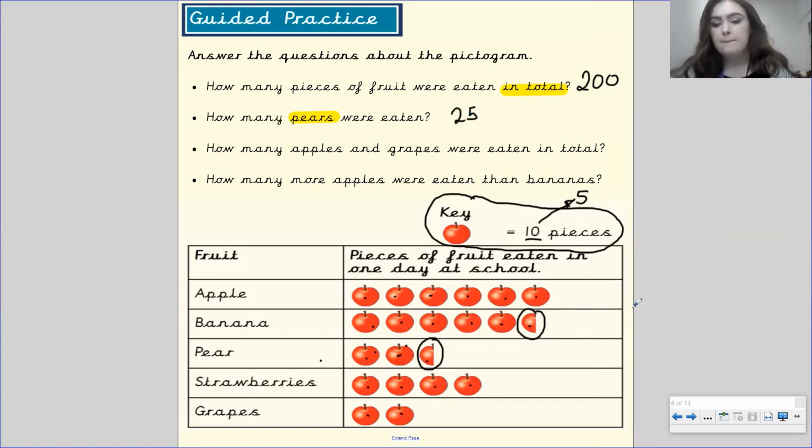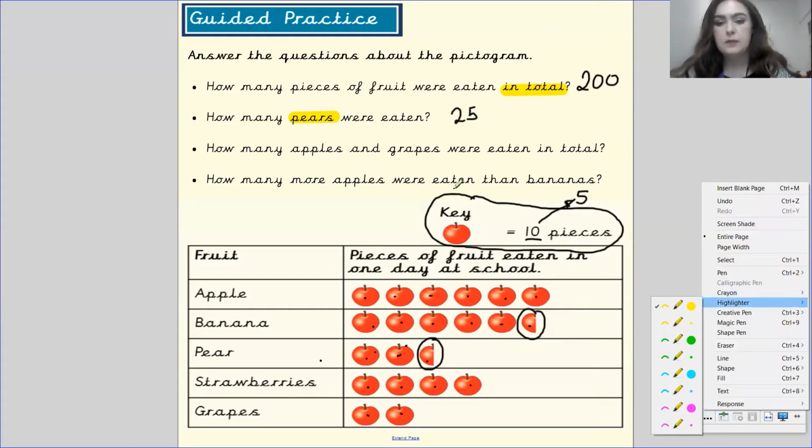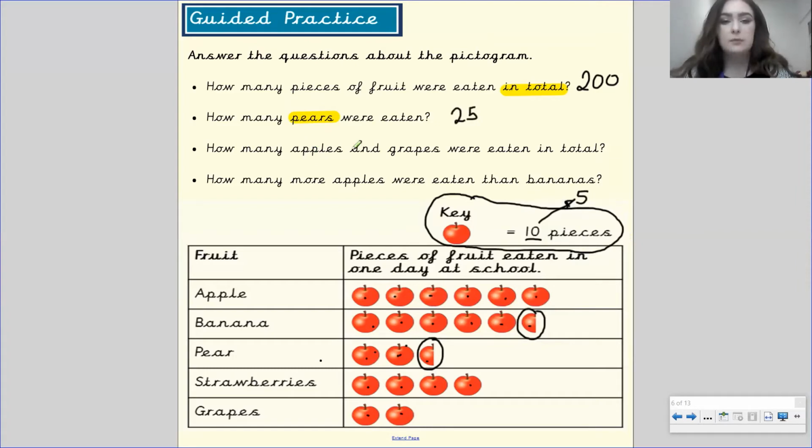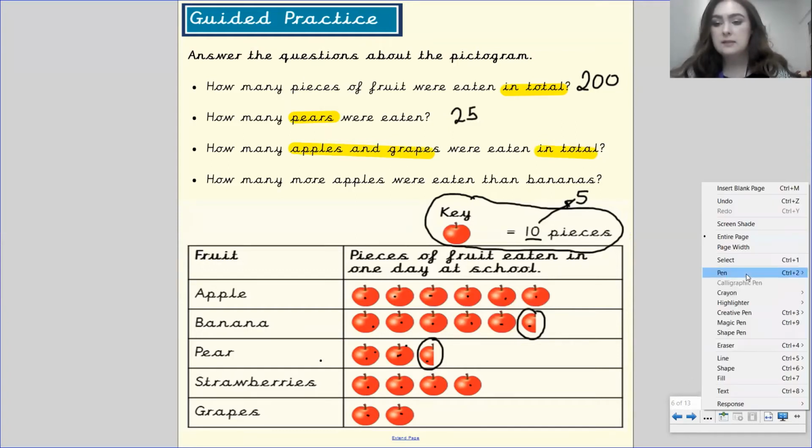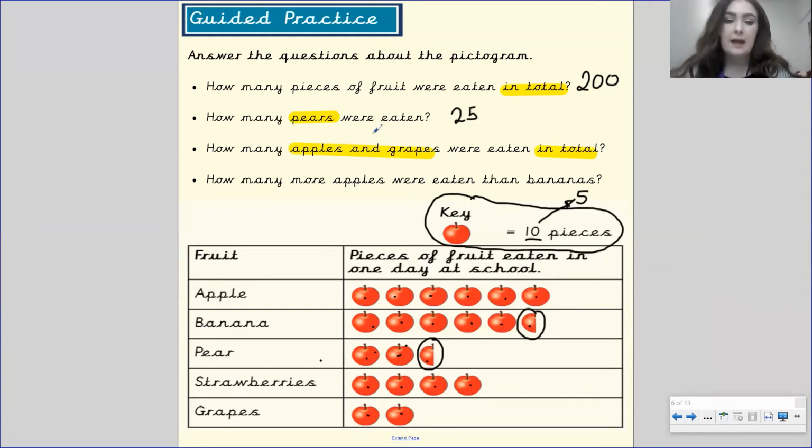Okay, let's have a look at the next question. So the next question says, how many apples and grapes were eaten in total? Now, because of the wording of that sentence, it's asking us to add together how many apples and grapes were eaten. So we're going to be looking at this one here and this one here.